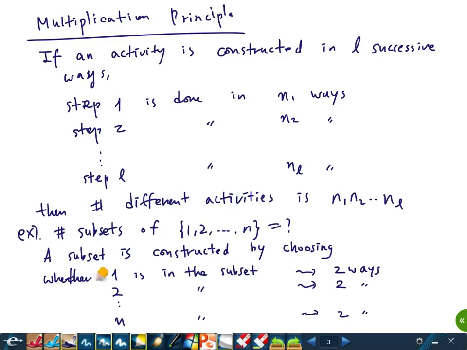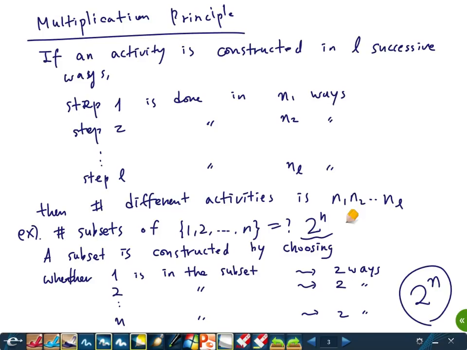So if you complete all of these steps, it's like a yes or no question. Is 1 in there? Is 2 in there? Etc. If you have answered all of these n questions, then you will create a subset uniquely. So this 2 to the n is the number of subsets. So the answer is 2 to the n. We already know this, but it can be explained using the multiplication principle like this.